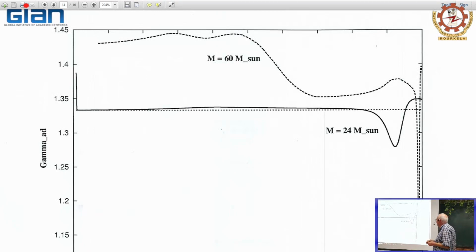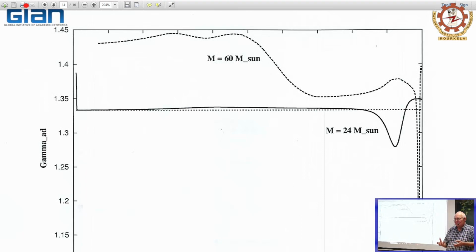By the way, which process pushes gamma below 4/3 here? Could you imagine what might be responsible for gamma falling below 4/3 in these two stellar models? It's a process which takes place close to the surface. What might push the adiabatic index below 4/3?